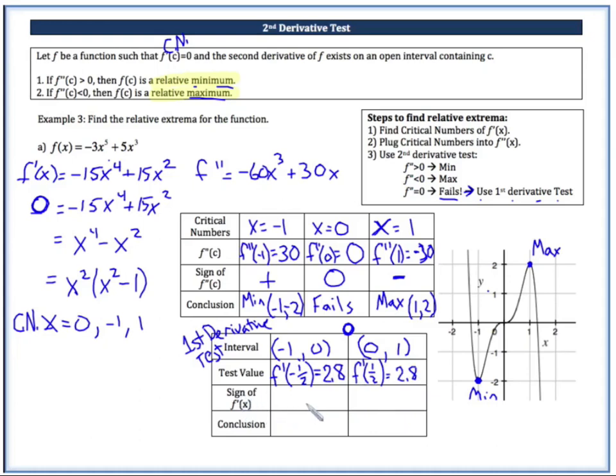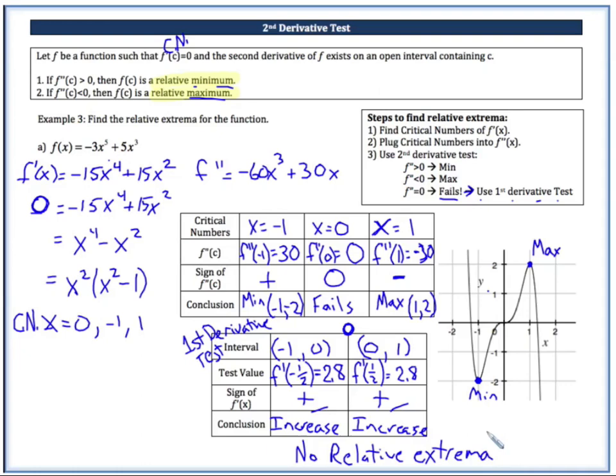So we need the sign of our first derivative. That's positive, and here it is also positive. So if we go from an increasing function to an increasing function, it's kind of like going up and then up some more, we do not get any relative extrema. So this one is increasing, and this one is also increasing. Because it's increasing on both sides of this critical number, we have no relative extrema here.